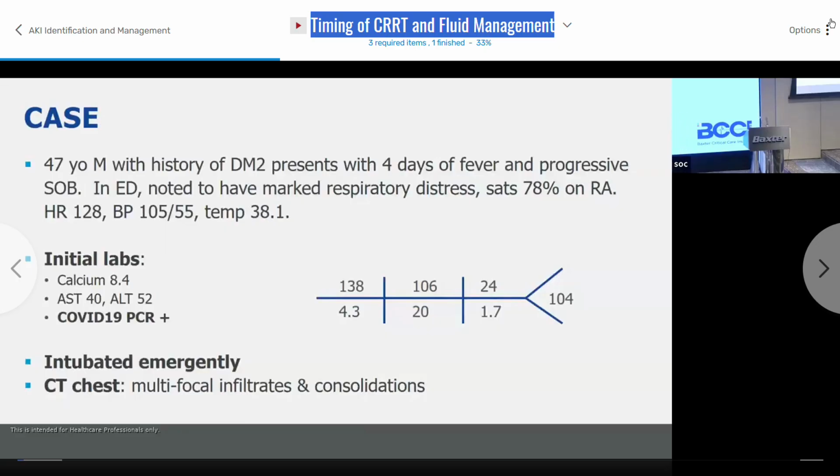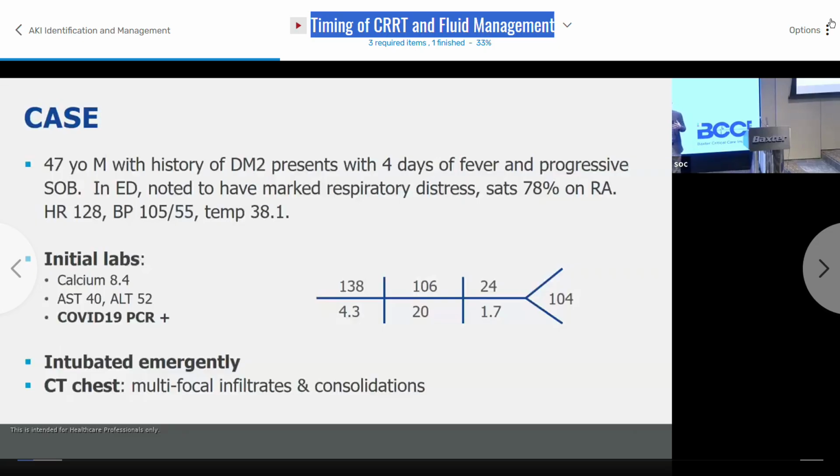through a quick case. 47-year-old male came in with diabetes, with 4 days of fever, progressive shortness of breath. He was hypoxic in the emergency department, tachycardic, a little bit hypotensive and febrile. You can see their admission labs there. They were COVID-19 positive. Creatinine was already 1.7. We don't have any pre-morbid or pre-illness creatinine, so we don't know if this is CKD or if this is already community-acquired acute kidney injury.